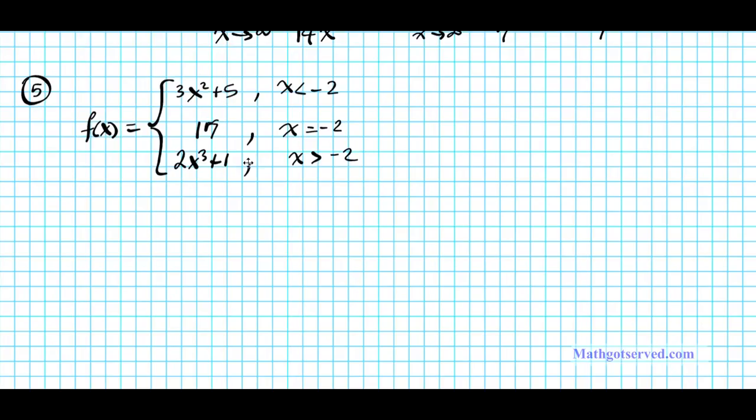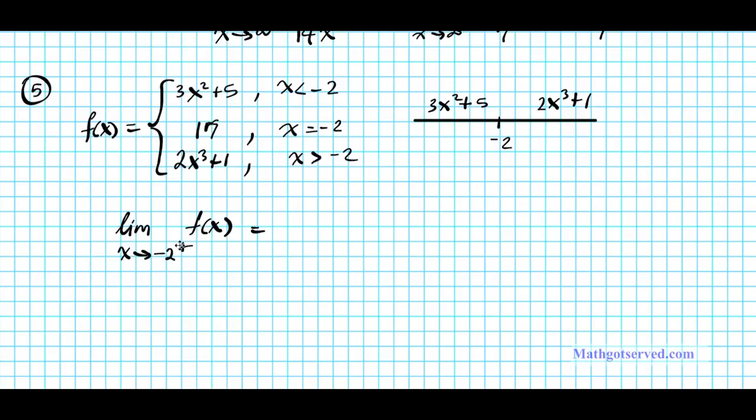So the limit as x approaches negative 2 involves just finding the left and the right hand limit, okay? So the limit as x approaches negative 2 from the right of the function is going to be what? Let's go ahead and sketch a number line to help us visualize the situation. You have a number line. The breaking point is negative 2. To the left is 3x squared plus 5, and to the right is 2x to the third plus 1.